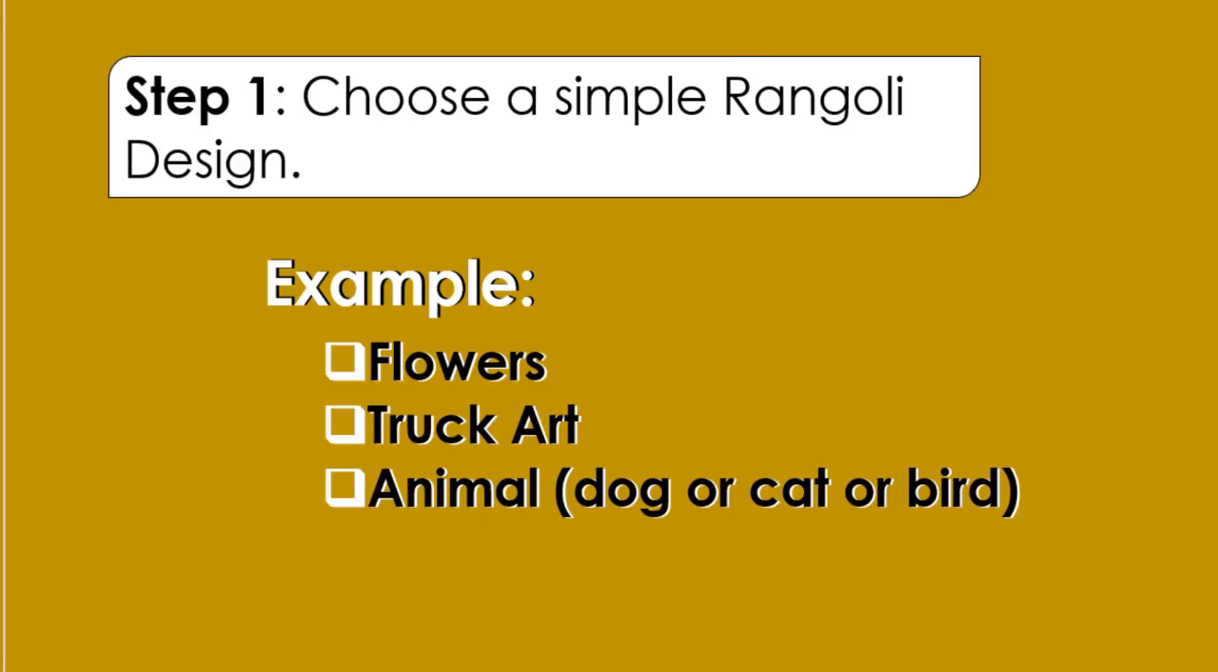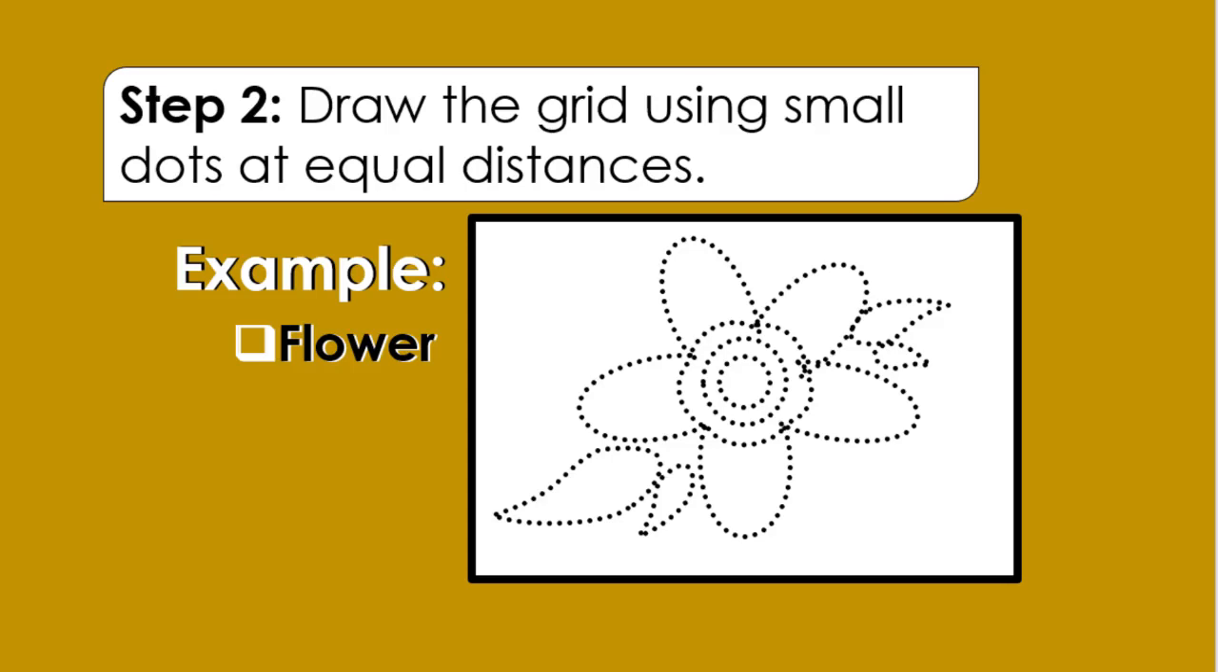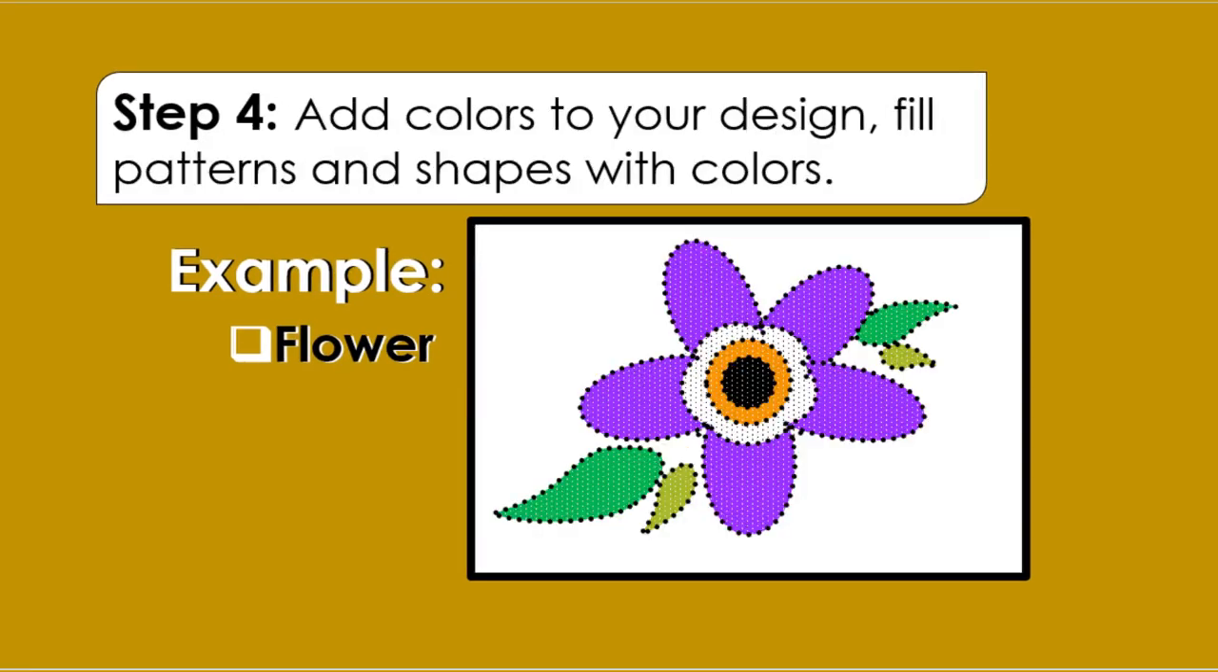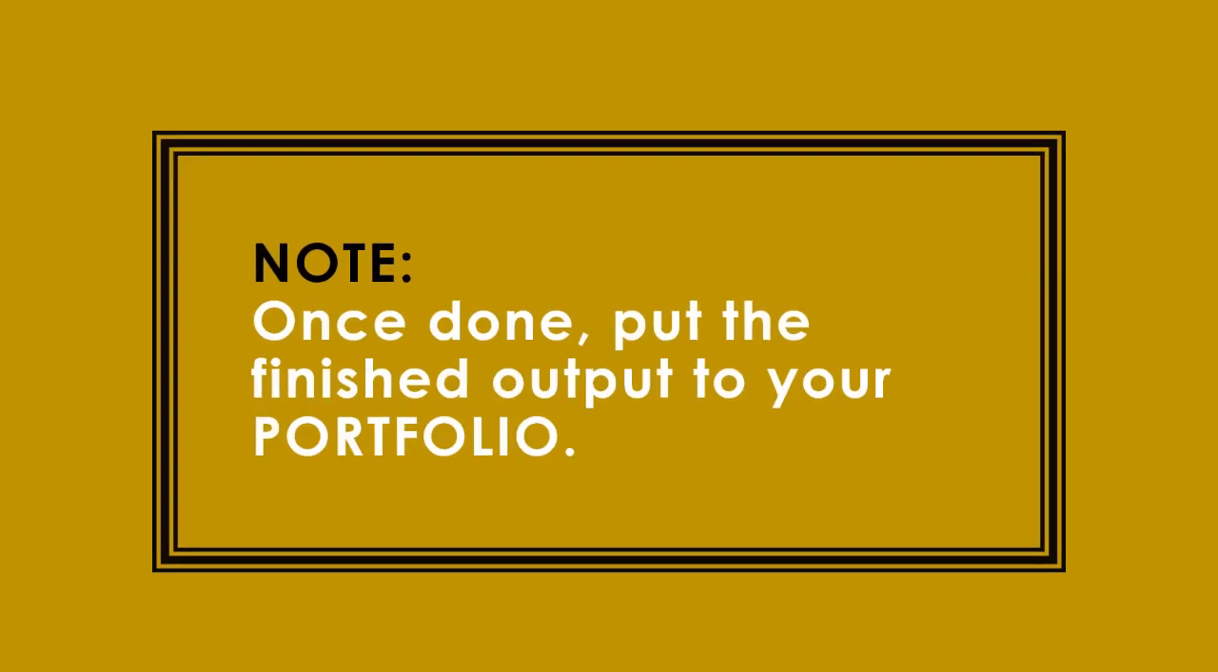Step 1, you have to choose a simple Rangoli design. Step 2, draw the grid using small dots at equal distances. You have to use your ruler. Step 3, draw your design with the help of colored sand. And last step, step 4, add colors to your design, fill patterns and shapes with colors. And that's it. That's how you make Rangoli. Please do this at the end of the lesson. Take note, once done, put your finished output in your portfolio.